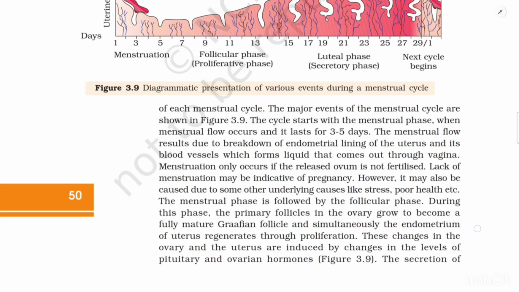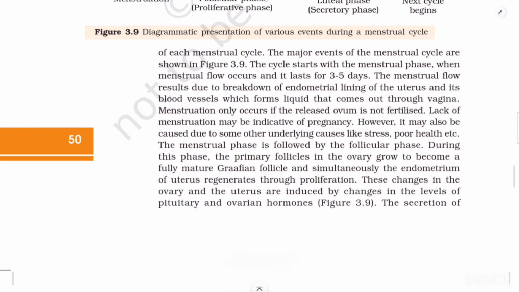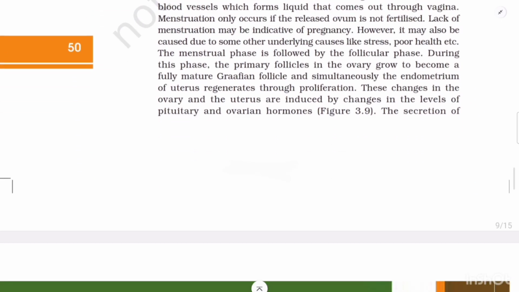The menstrual phase is followed by the follicular phase. During this phase, primary follicles in the ovary grow to become a fully mature Graafian follicle, and simultaneously the endometrium of uterus regenerates through proliferation.